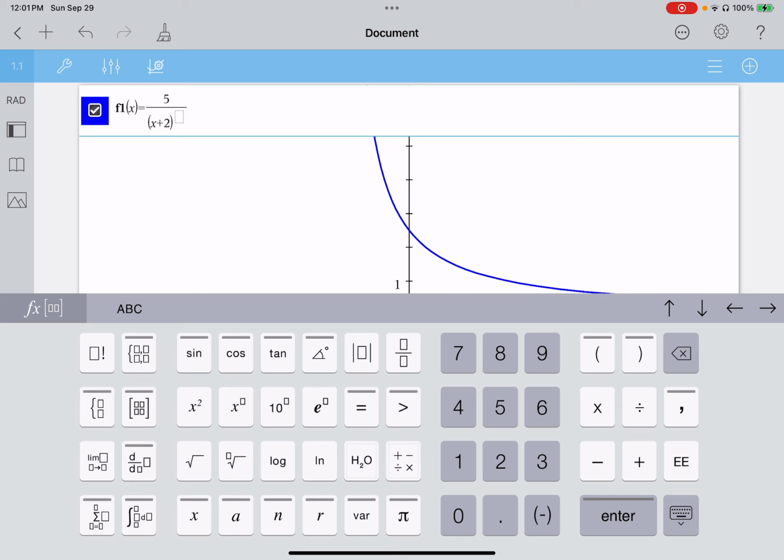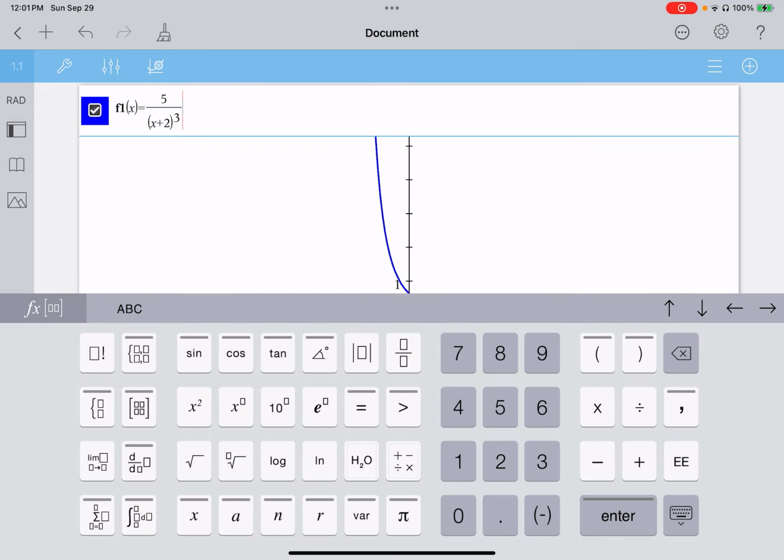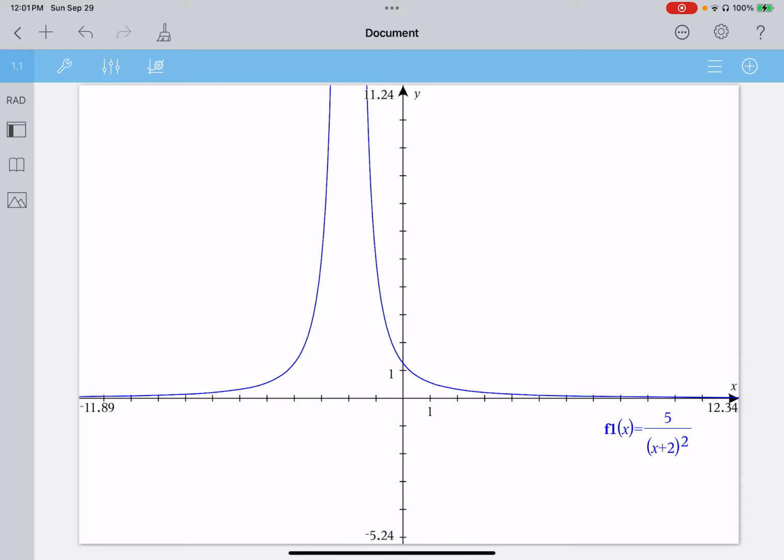Now let's try something like the power of 3. It doesn't change it that much. It's still going up on the right of the vertical asymptote and down on the left. But what do you think would happen if I were to change that exponent to squared? Now they are both going up in the same direction. They both go up to positive infinity, both on the left and the right of the vertical asymptote.